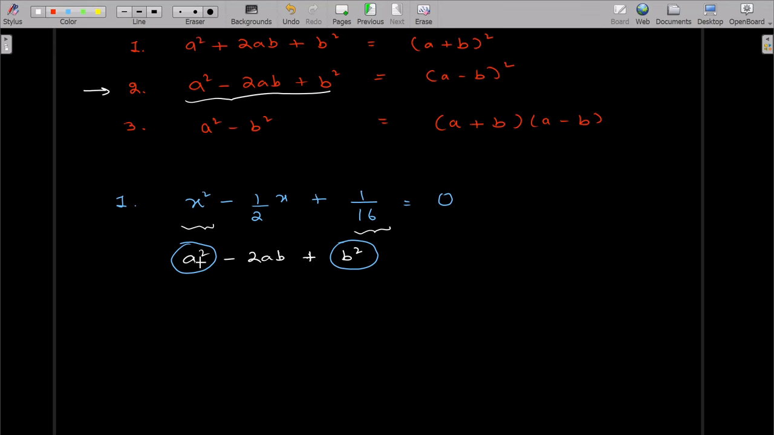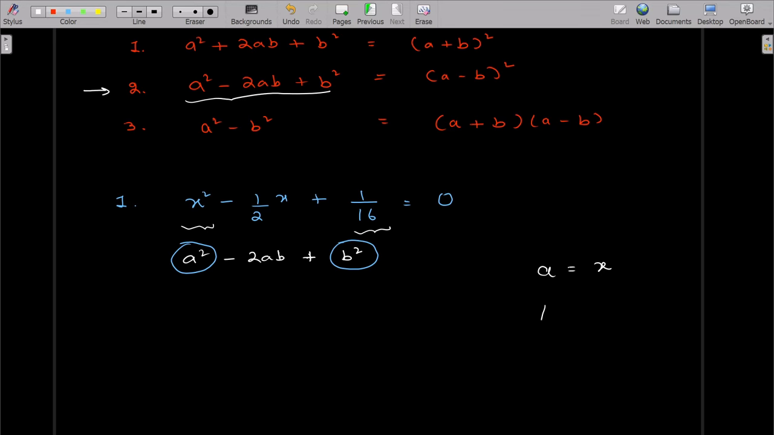No. So you have to guess that x square is just a square of what? It's square of x, right? So if you do x square, you would get x square, right? So your a is just x. A is x. And then which term's square would give you 1 over 16?